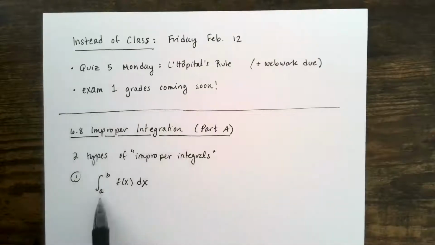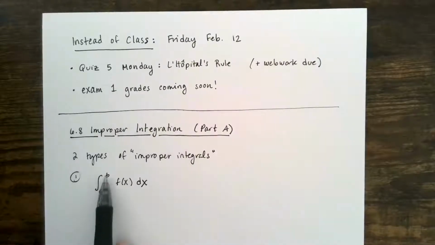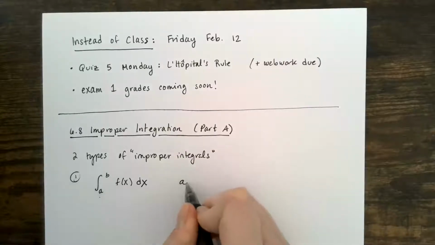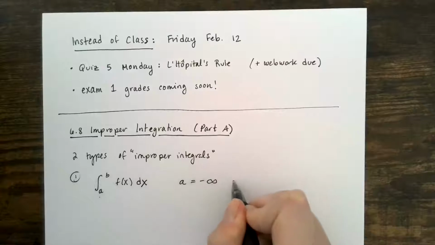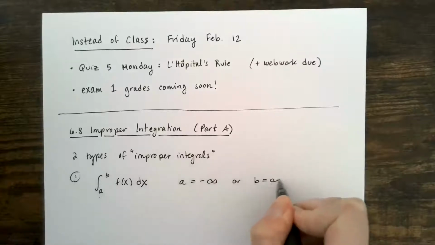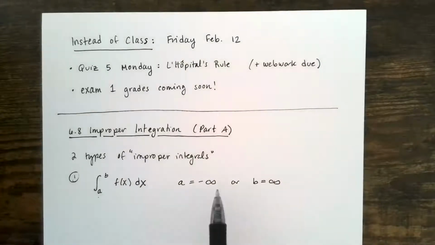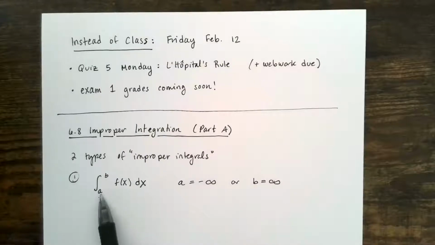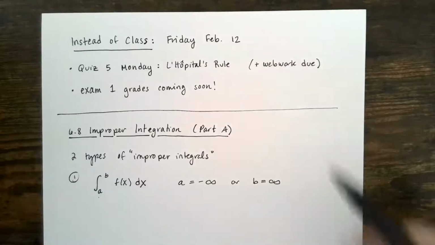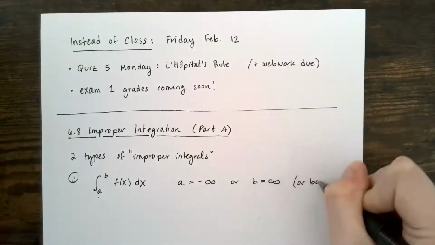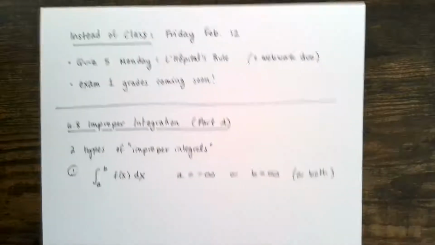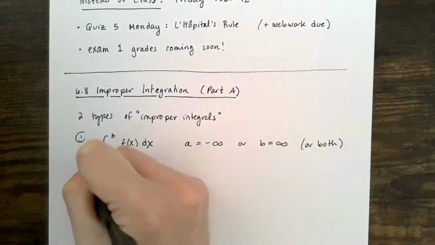Without the a and b, it's an indefinite integral. With the numbers a and b, it's definite. So one of your bounds is infinity. If it's a, the bottom bound would be minus infinity because that's the lowest, or b would be positive infinity. There's another option as well where both of those things are happening. I want to show you what I mean here.